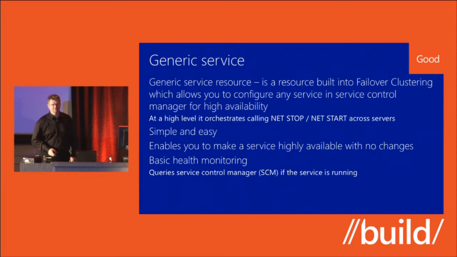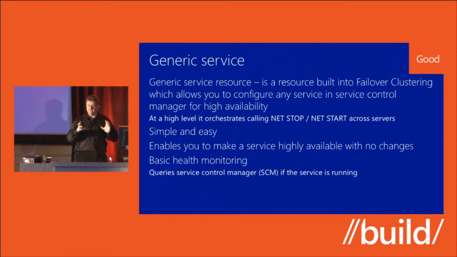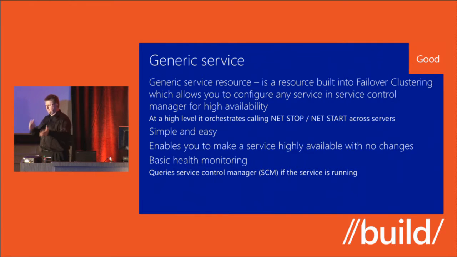So let's talk about generic service. Generic service is a resource DLL that we ship built into failover clustering that enables you to make any service highly available. Basically what it does is it just calls net stop and net start. If I want to fail over a service from here to here, we're basically going to call net stop here, and we're going to call net start here. That's basically what failover is, if I simplify it.